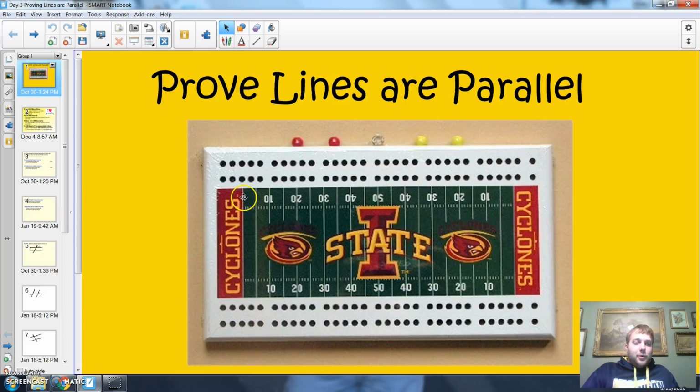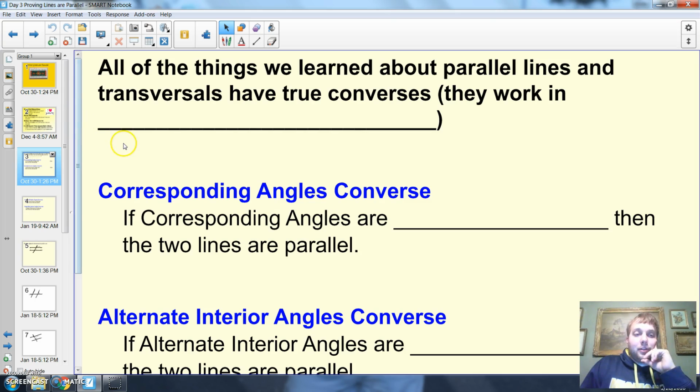All right, guys, for our next exciting conclusion of this section before our quiz. Monday's going to be our quiz, and so we've got to prove lines are parallel, and let's get into it. Let's just knock our socks off. First of all, the things we learned about parallel lines and transversals have true converses.